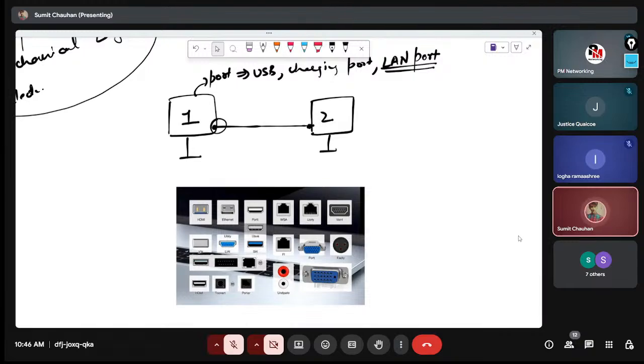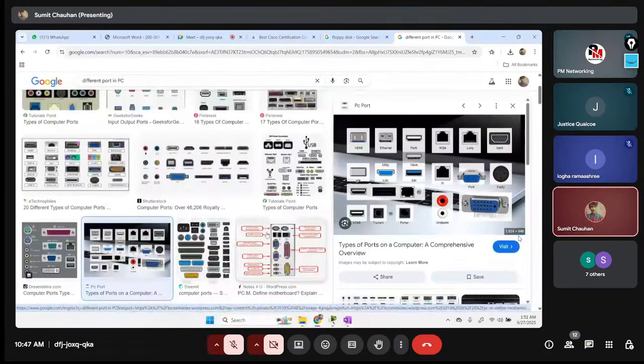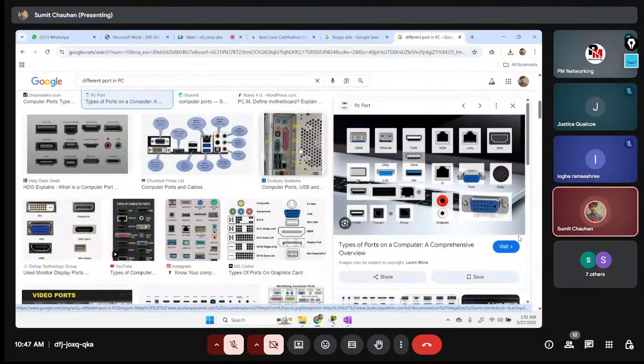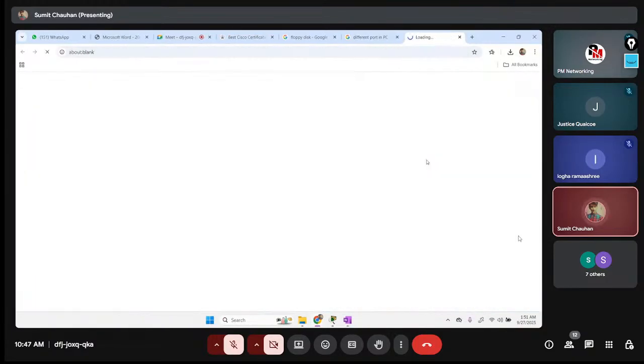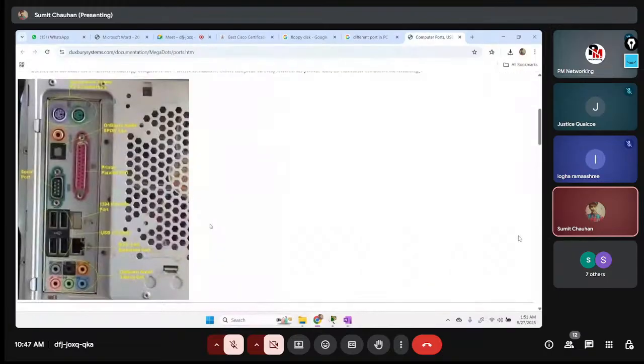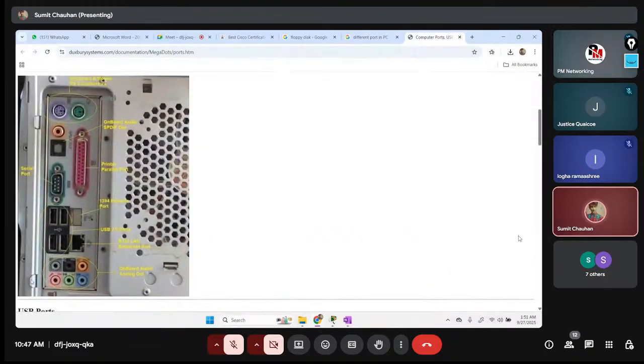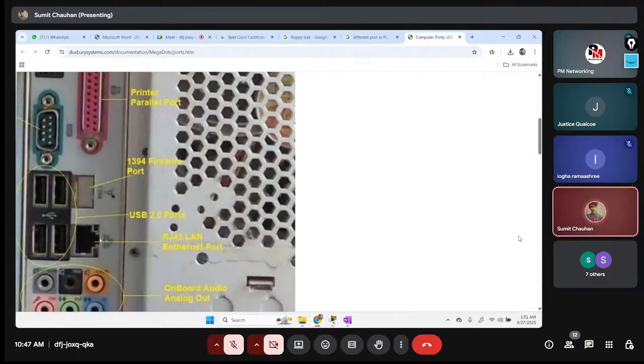We have HDMI port, Ethernet port. This Ethernet port is basically your LAN capability. You can see here, guys. If I want to show you the LAN port, let's go to a real computer so that you can go and see it. You can see this is the backside of a CPU, and this where I'm pointing, guys, this is your RJ45 LAN port. This is also known as Ethernet port.